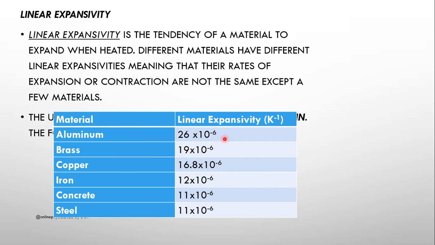We have materials and their linear expansivity. So we have aluminium, which is the highest here. It has 26 times 10 power negative 6 per Kelvin. Then we have brass, copper, iron, concrete, steel. Now, this gives us an insight of which material expands more than the other. Definitely, a good number of materials expand, but once we know a particular material's linear expansivity, then we are able to know which one expands or contracts at a certain rate.